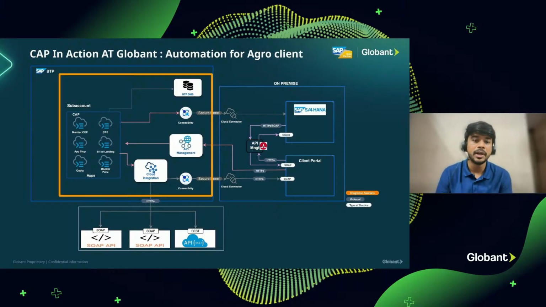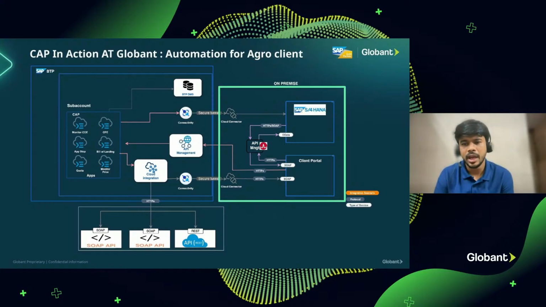Inside the sub account, we have created six separate CAP-based microservices. I have explained about microservices, right? We have come to the conclusion that it will require six CAP-based services, each equipped with a different function. I will explain that in the following slide. But all the CAP applications are hosted in just one sub account.